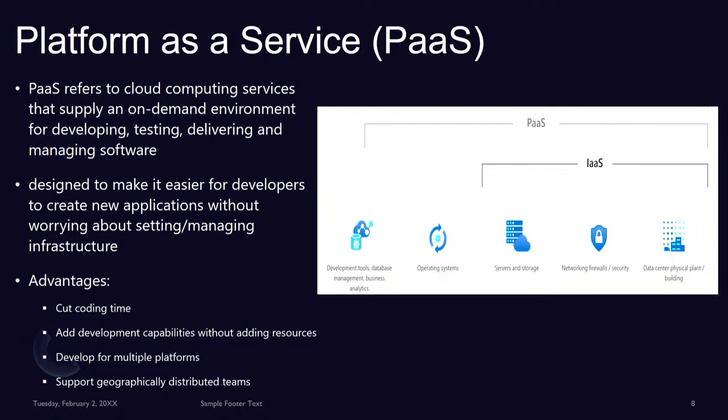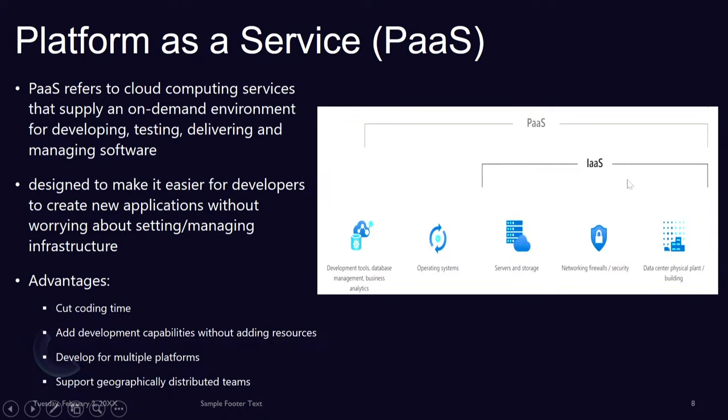Then the second type of service is called platform as a service. PaaS refers to cloud computing services that supply an on-demand environment for developing, testing, delivering, and managing software. So in the case of PaaS, we are getting the entire infrastructure plus the platform or an environment for developing, testing, delivering and managing the software as well.